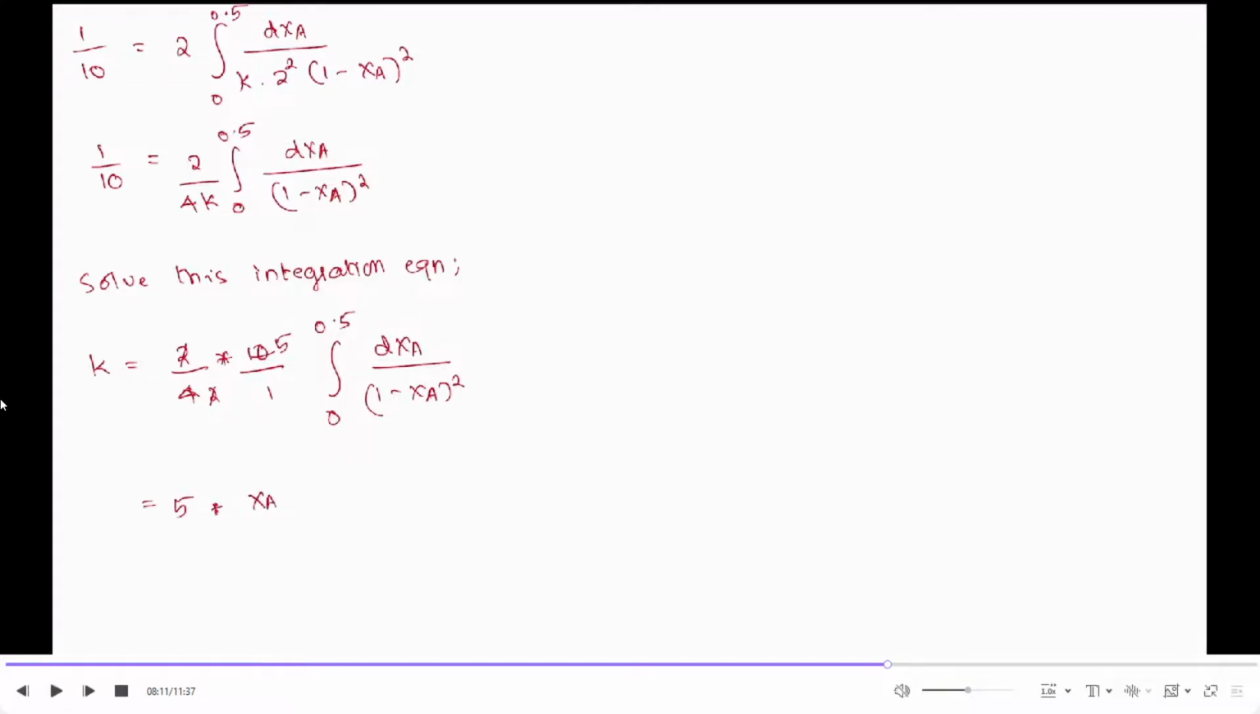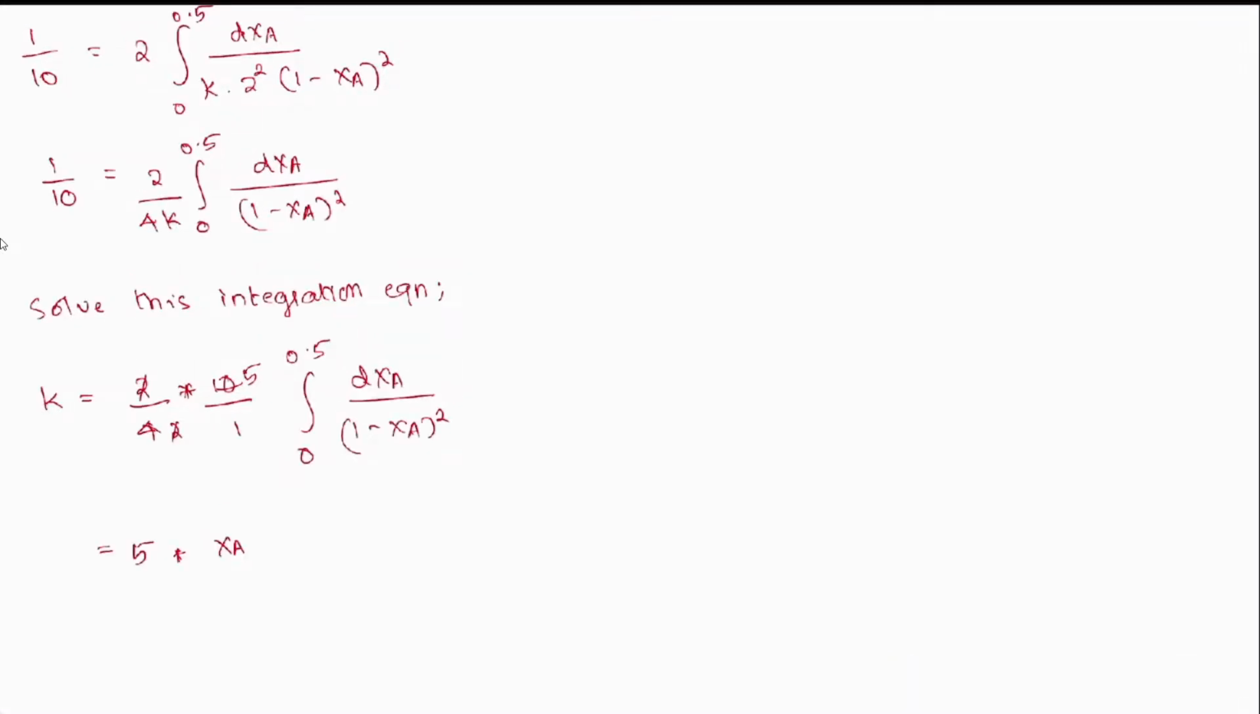So the integration here, 1 by 1 minus xa the whole square, that will be 1 minus xa the whole raised to minus 2. What I'll do is write this integration as well, just like I did for the last question. Let's see how we'll find the answer.